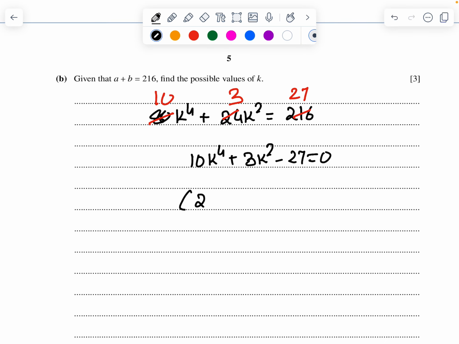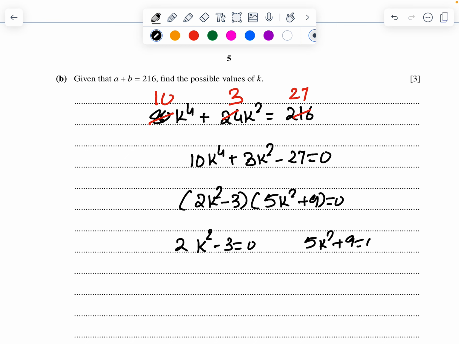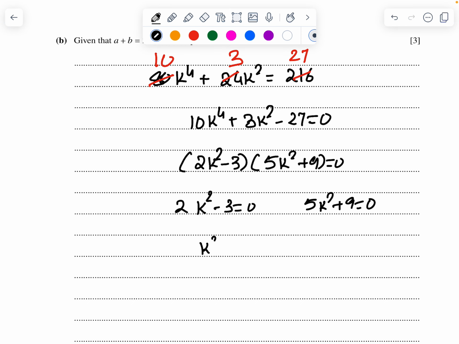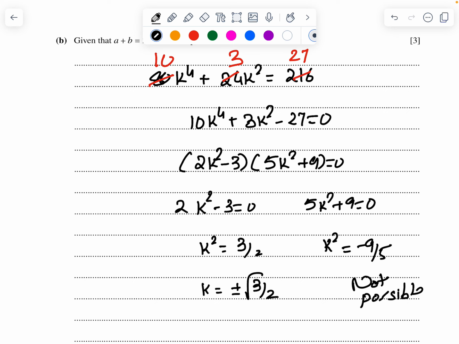I am directly factorizing that: (2k squared minus 3)(5k squared plus 9) equals 0. This gives me 2k squared minus 3 equals 0 and 5k squared plus 9 equals 0. k squared equals 3 upon 2, k squared equals minus 9 upon 5. So k equals plus or minus square root of 3 upon 2. And here it is not possible because a squared term cannot be negative.